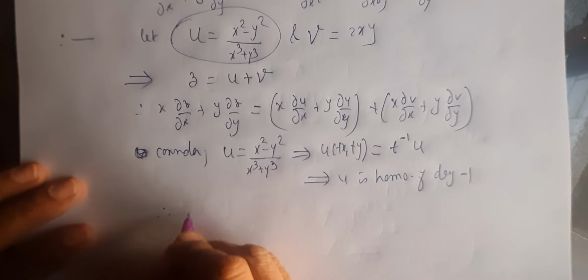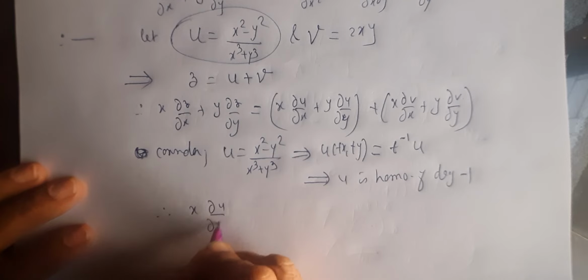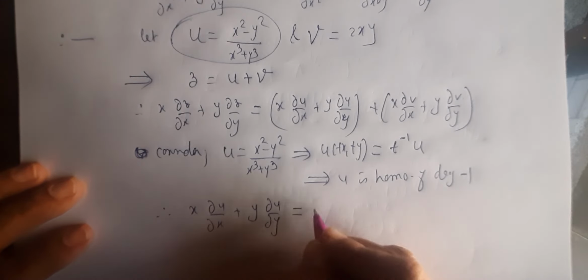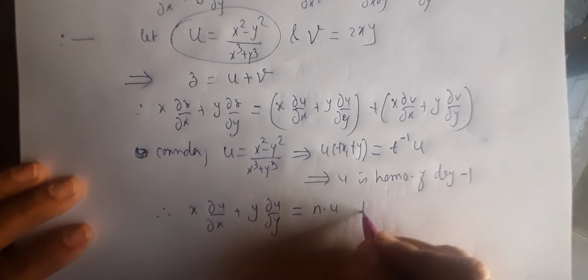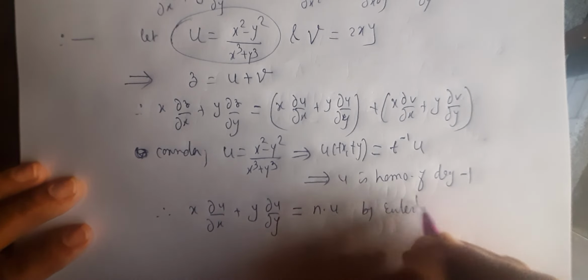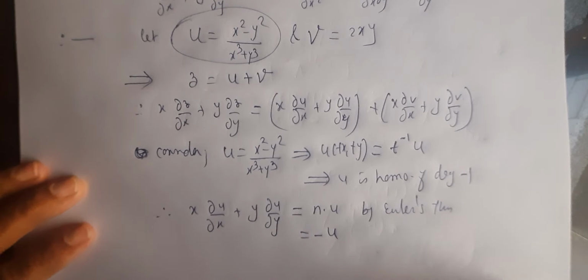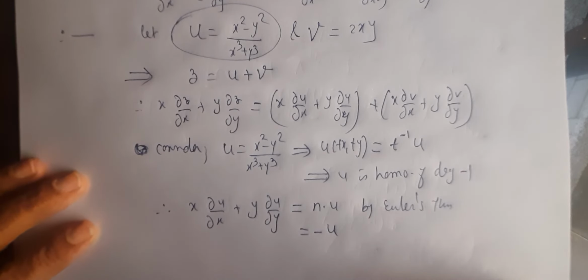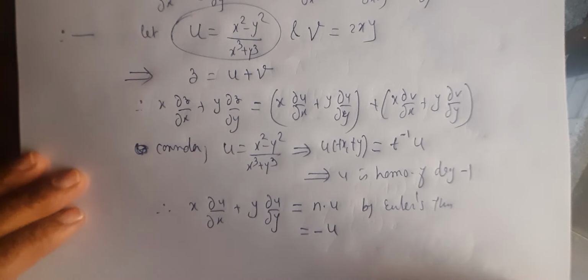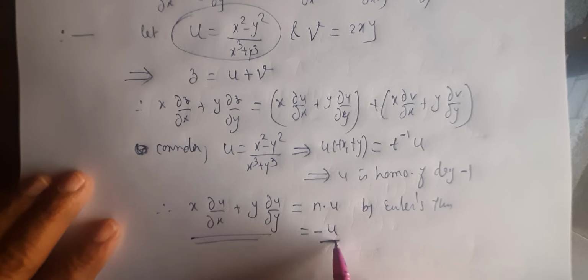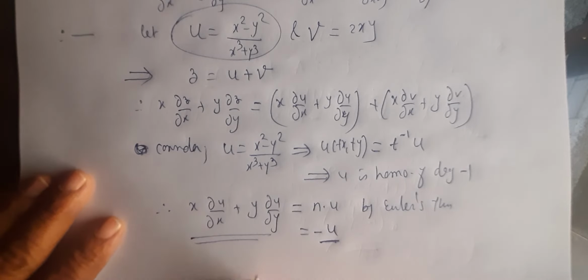Because it is of degree −1, we have x ∂u/∂x + y ∂u/∂y. What do we have by Euler's theorem? It will be −u. Now the next part I'll just explain, and you will be able to complete it: how I got this equal to −u, because it's of degree −1.